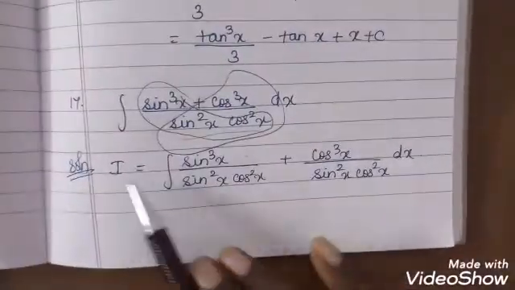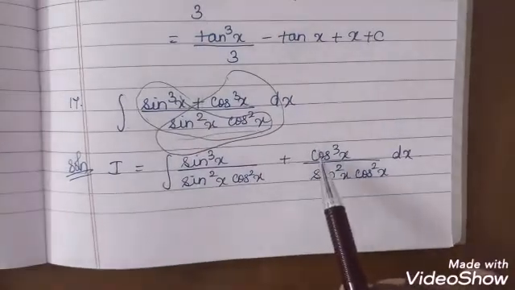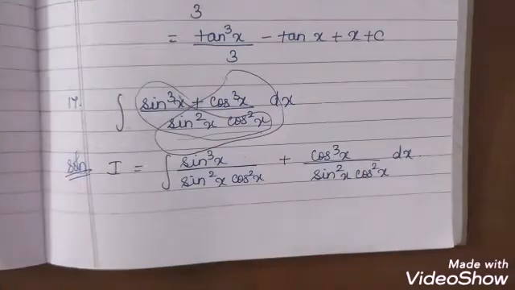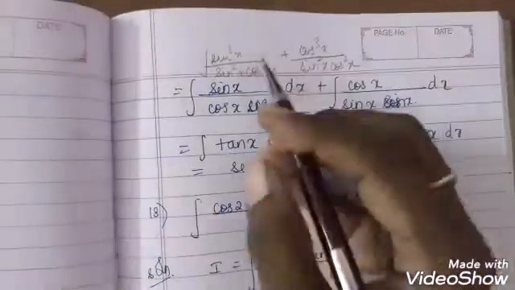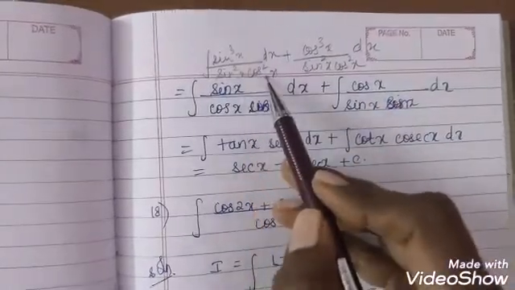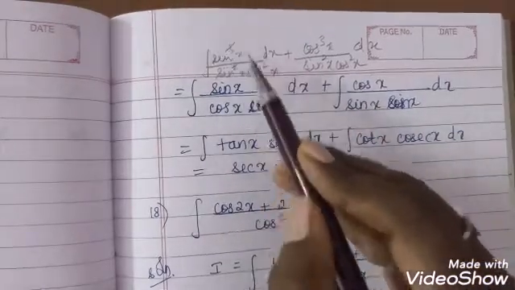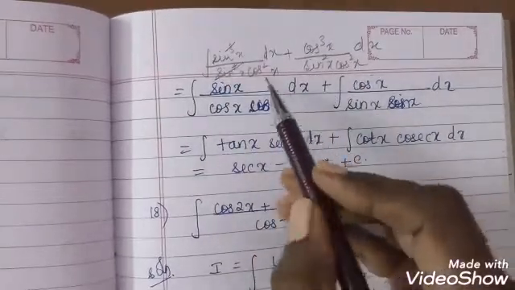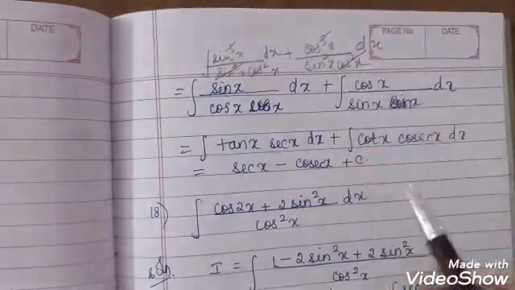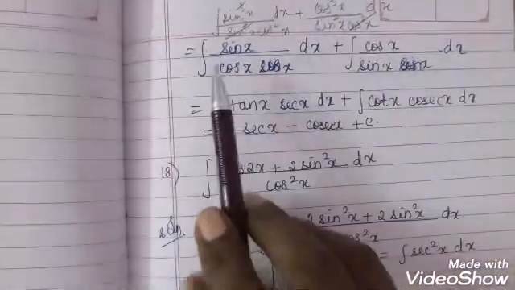So I write I as the integral of sine cube x divided by sine squared x into cos squared x, plus the integral of cos cube x divided by sine squared x into cos squared x. So we'll see how we can integrate this. Here if you see, in the first term the sine cancels, so you're left with sin x divided by cos squared x. In the second, the cos cube and cos squared cancel, so you're left with cos x divided by sin squared x. I've written it as two separate integrals.